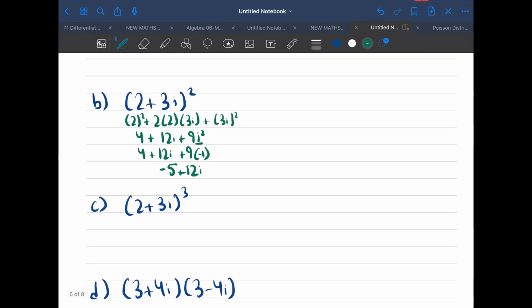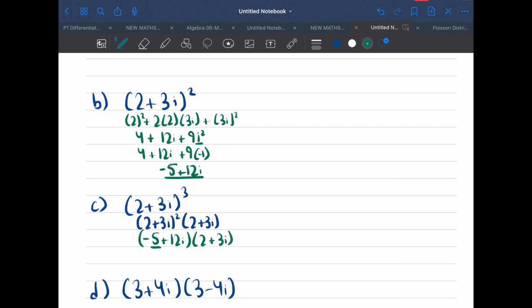Let's move to the third question. So 2 plus 3 iota whole cube. Can I break this like this? 2 plus 3i whole square and 2 plus 3i. Now, do I know the answer of 2 plus 3i whole square? Minus 5 plus 12i multiplied by 2 plus 3i.